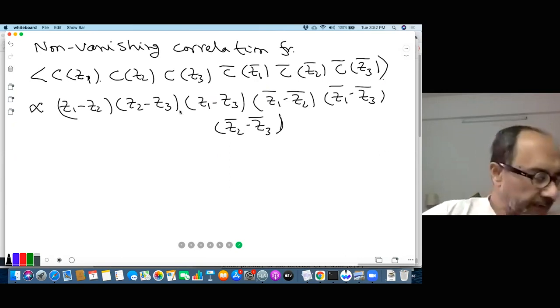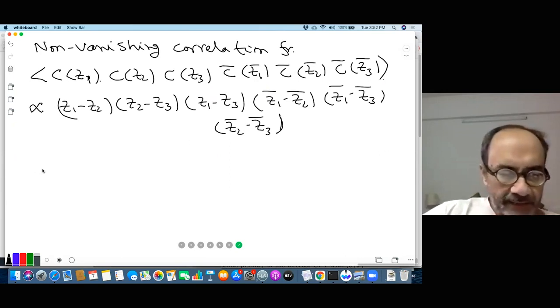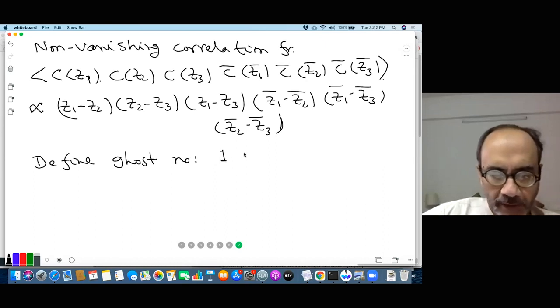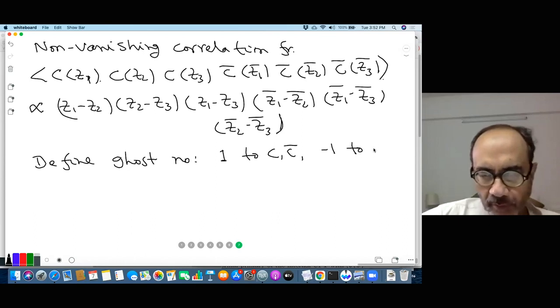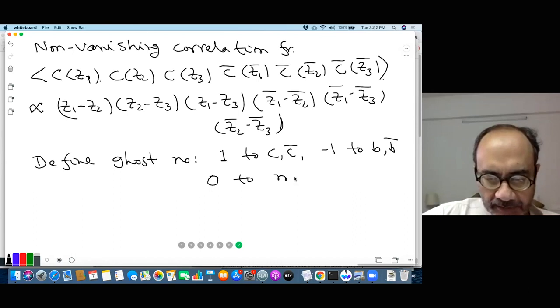Okay, so this is the basic correlation function, and I'll leave it as an exercise to prove that in any, okay, maybe I should define first. Define ghost number. We'll assign ghost number 1 to C bar and -1 to B bar and 0 to matter, which means anything that is constructed out of X.